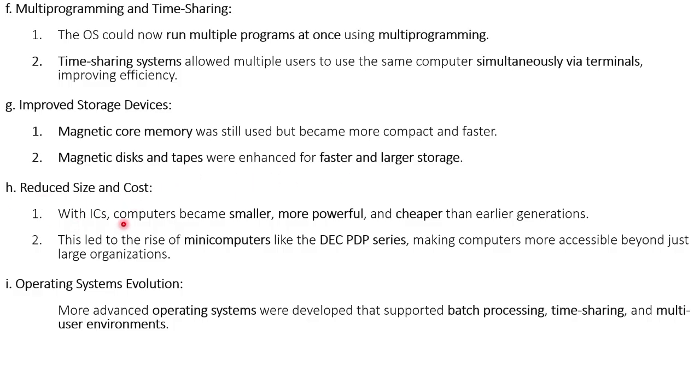With integrated circuits, computers became smaller, more powerful, and cheaper than earlier generations. This led to the rise of minicomputers like the DEC PDP series, making computers more accessible beyond just large organizations. And the last advancement is operating system evolution. More advanced operating systems were developed that support batch processing, time sharing, and multi-user environments. So these are the advancements in third generation computers that we see.